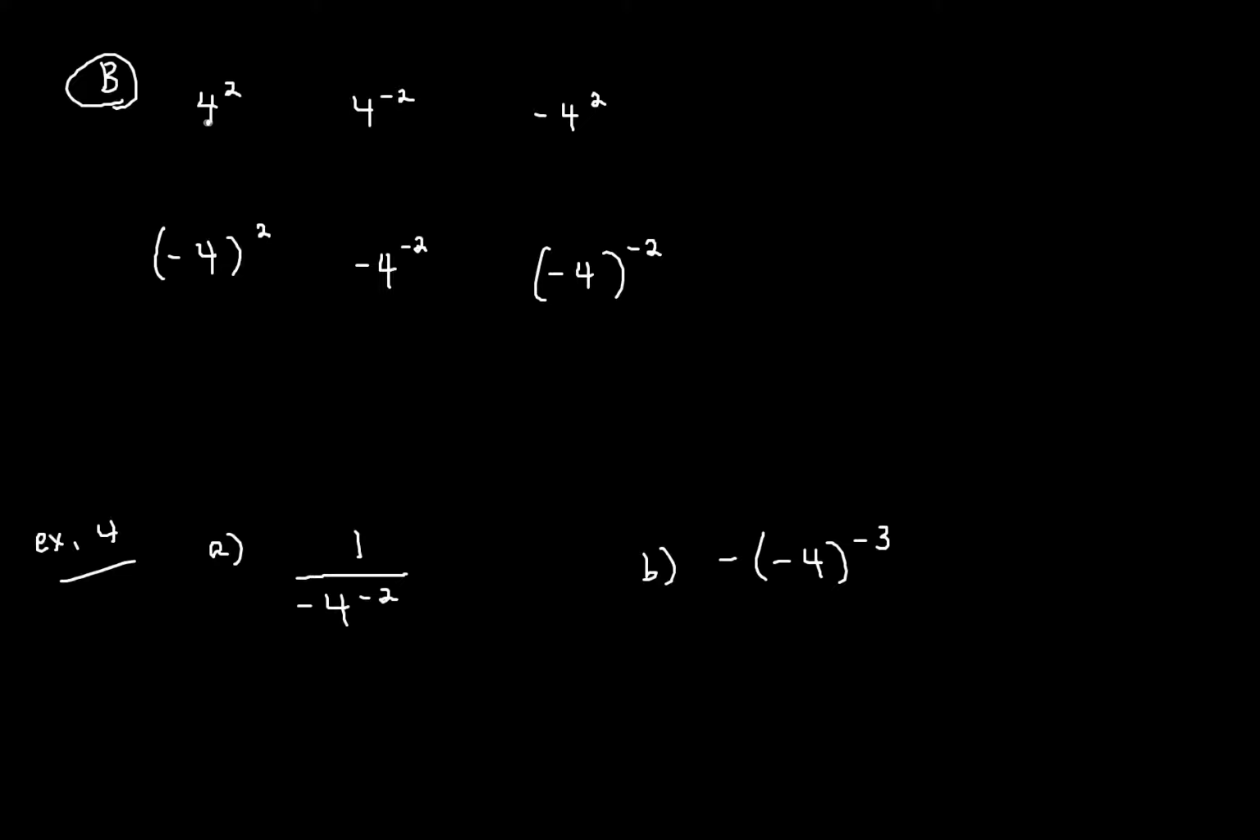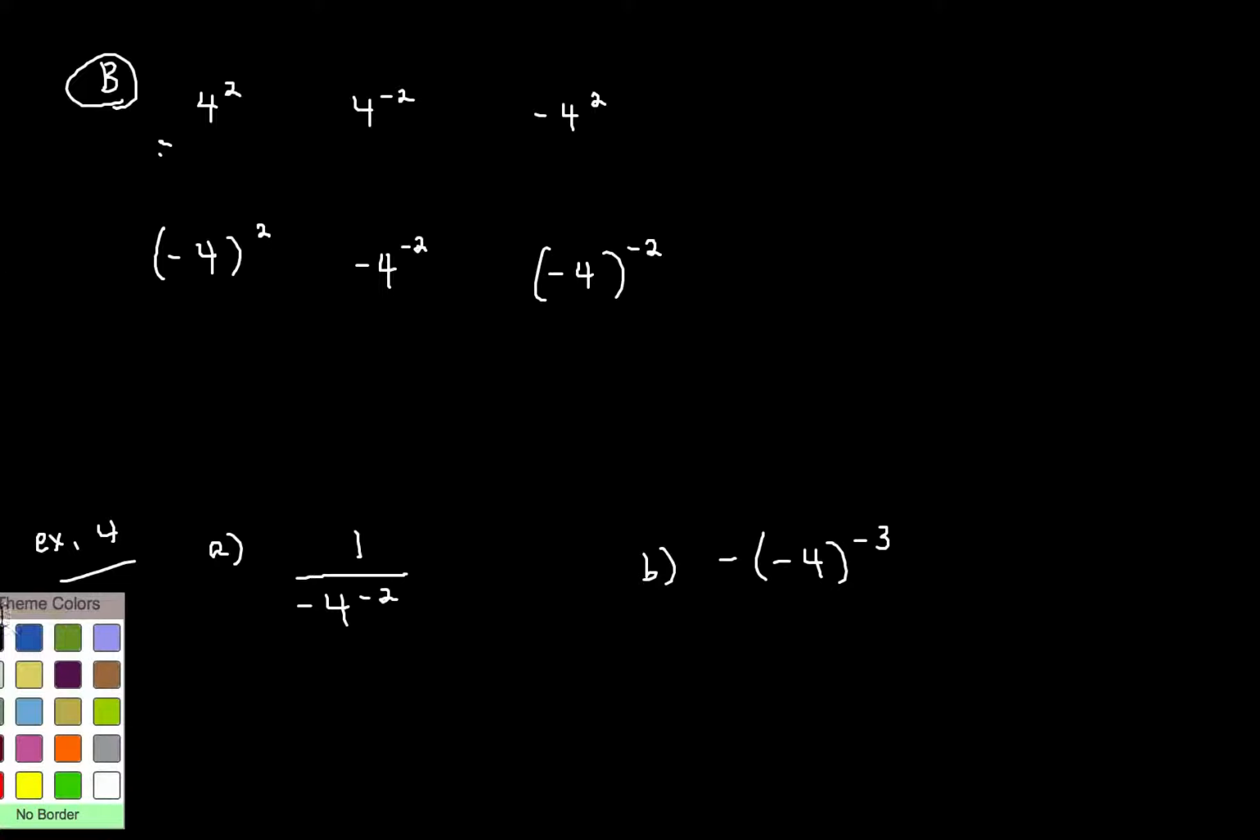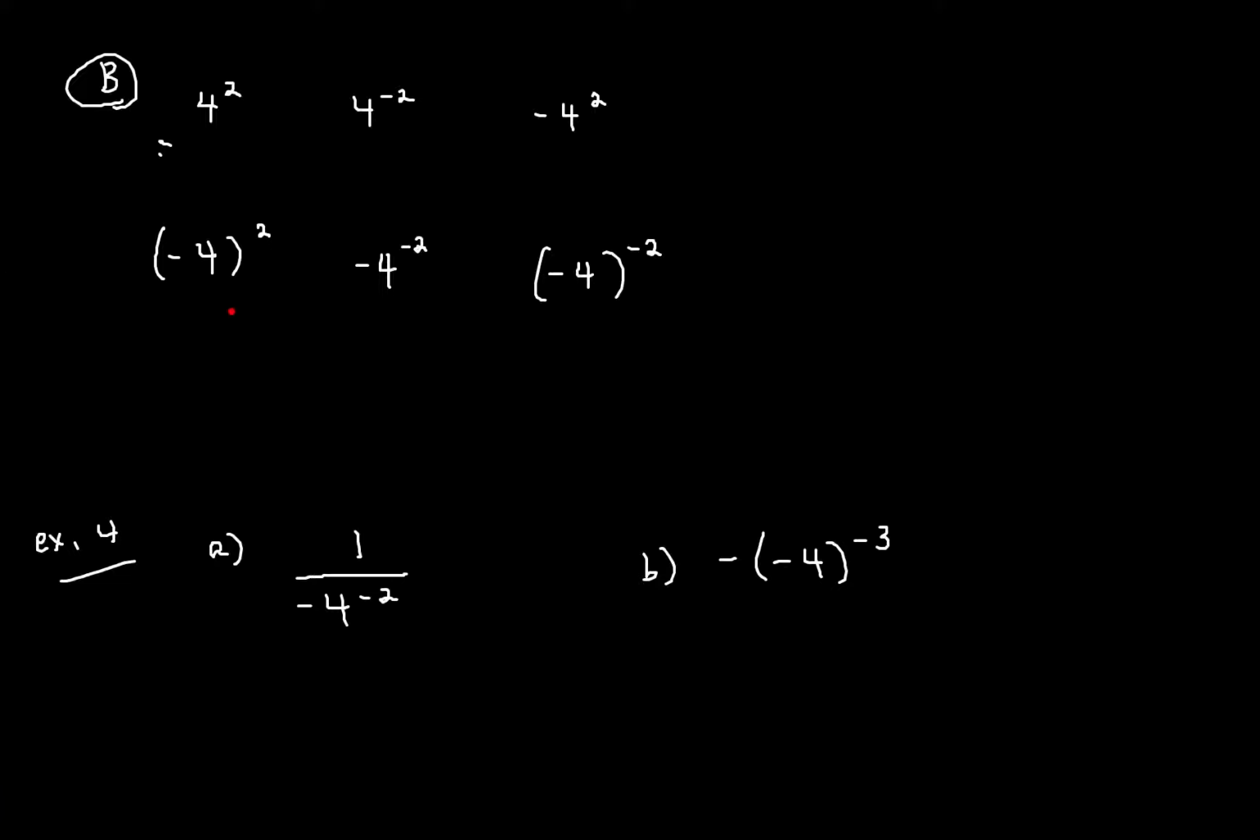So we just have some problems. I feel like we did these before, so they shouldn't be too new. If we have 4 squared, it's going to equal 4 times 4, which is 16. If we have 4 to the negative 2 power, it's 1 over 4 squared. If it's negative in the numerator, you move it to the denominator. If it's negative in the denominator, you move it to the numerator. So that's just going to be 1 over 16.